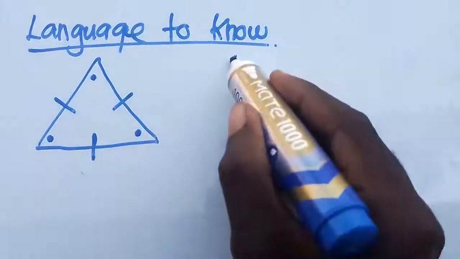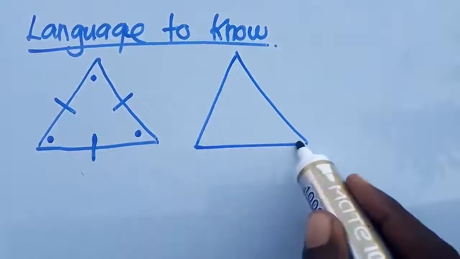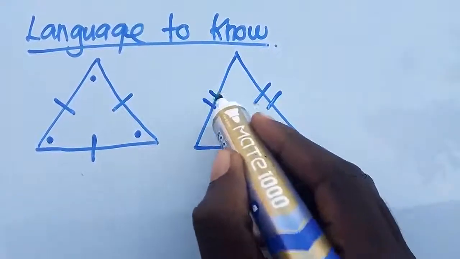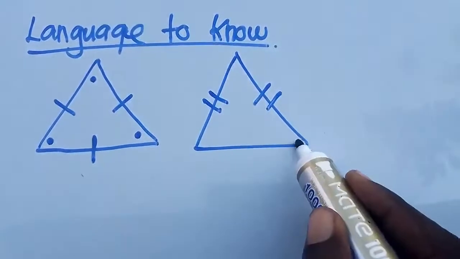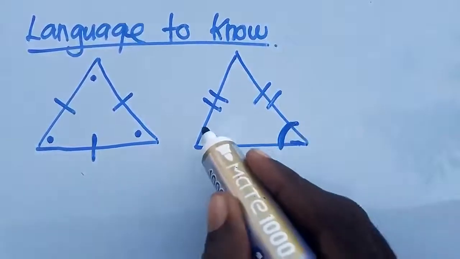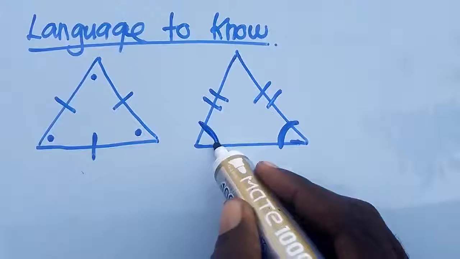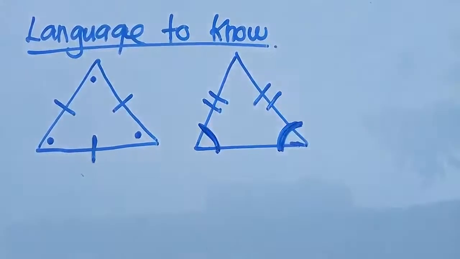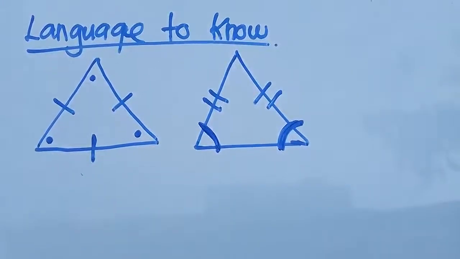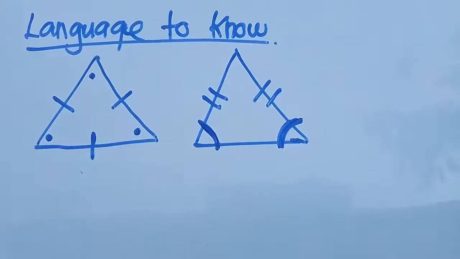The other triangle is the one that came in the question, where it was marked like this. This means that only these two angles are equal. This angle and that angle are equal. So these are what you need to know and understand.